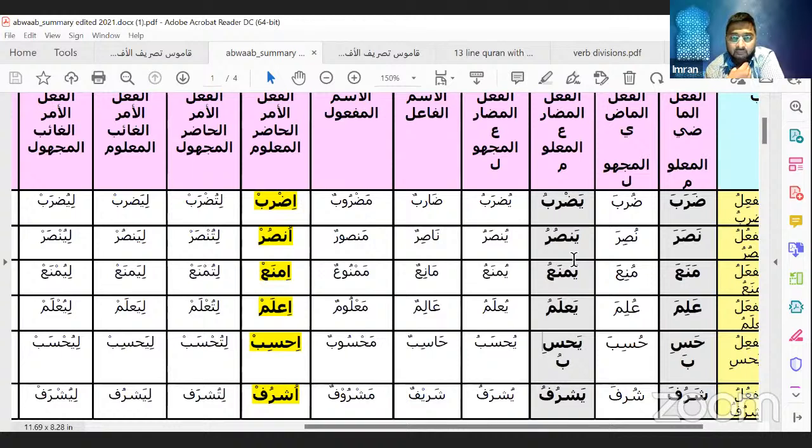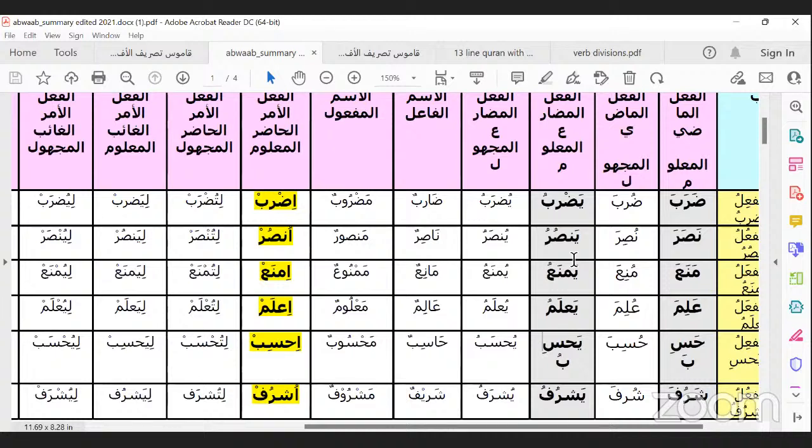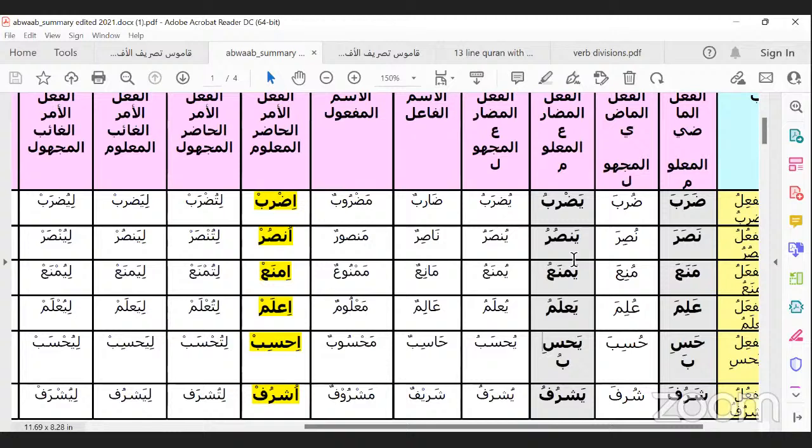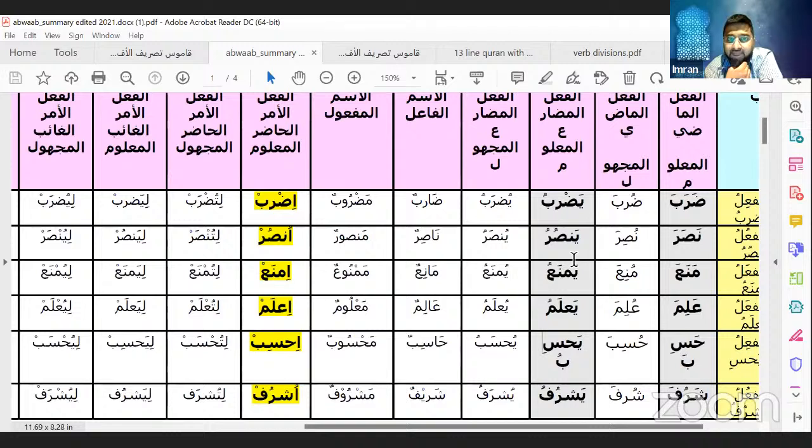When you look at the present tense of the verb, you remove the tense marker of that present tense verb, and you introduce the alif. Why is the alif needed? Because how will you conjugate it otherwise?